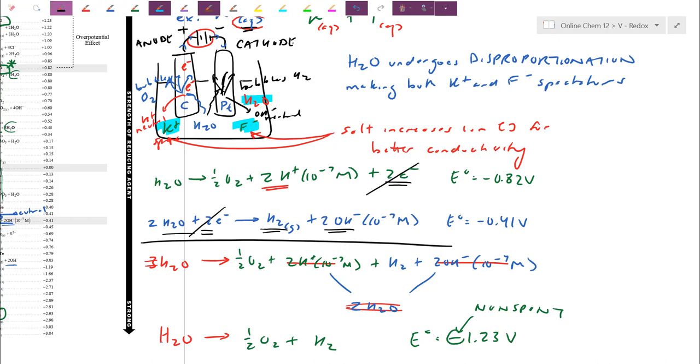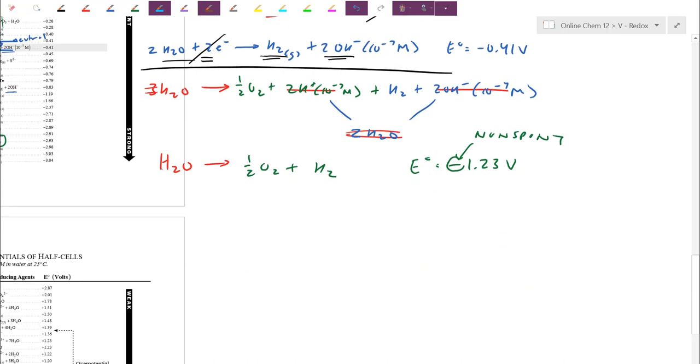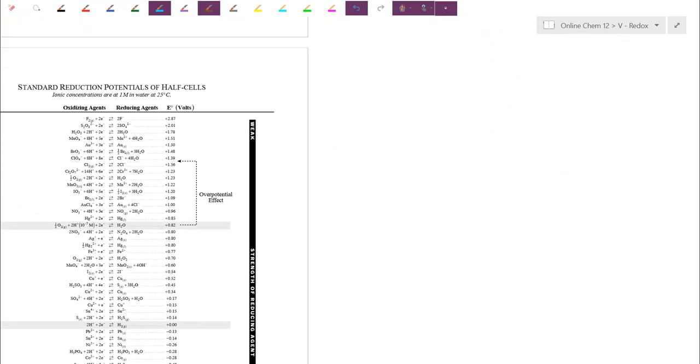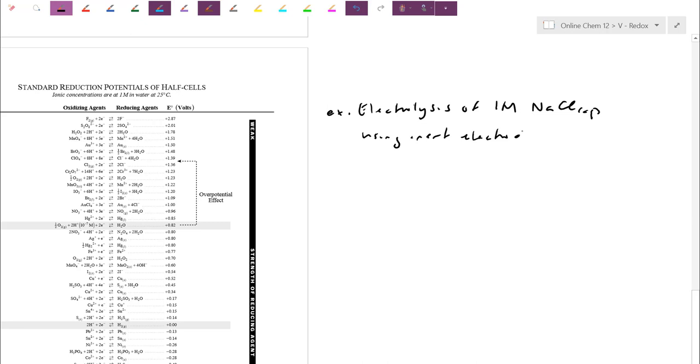I'm going to leave you with this last one here. I just want to emphasize there is one exception to these type 2 cells. We'll see what you get here. What I want you to do, similar analysis here, I want you to do the electrolysis of, let's go 1 molar this time, sodium chloride. And we're still going to use inert electrodes. Next day, we're going to start making the electrodes possibly react as well.